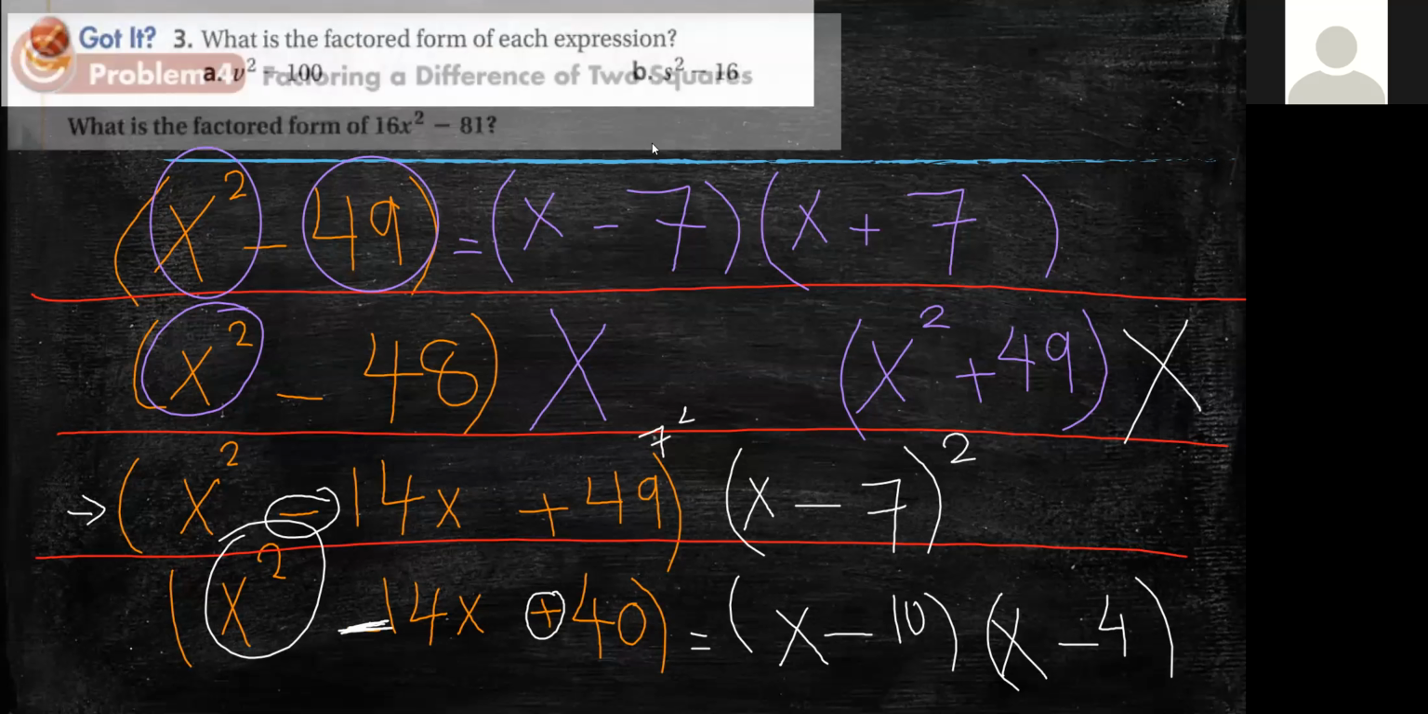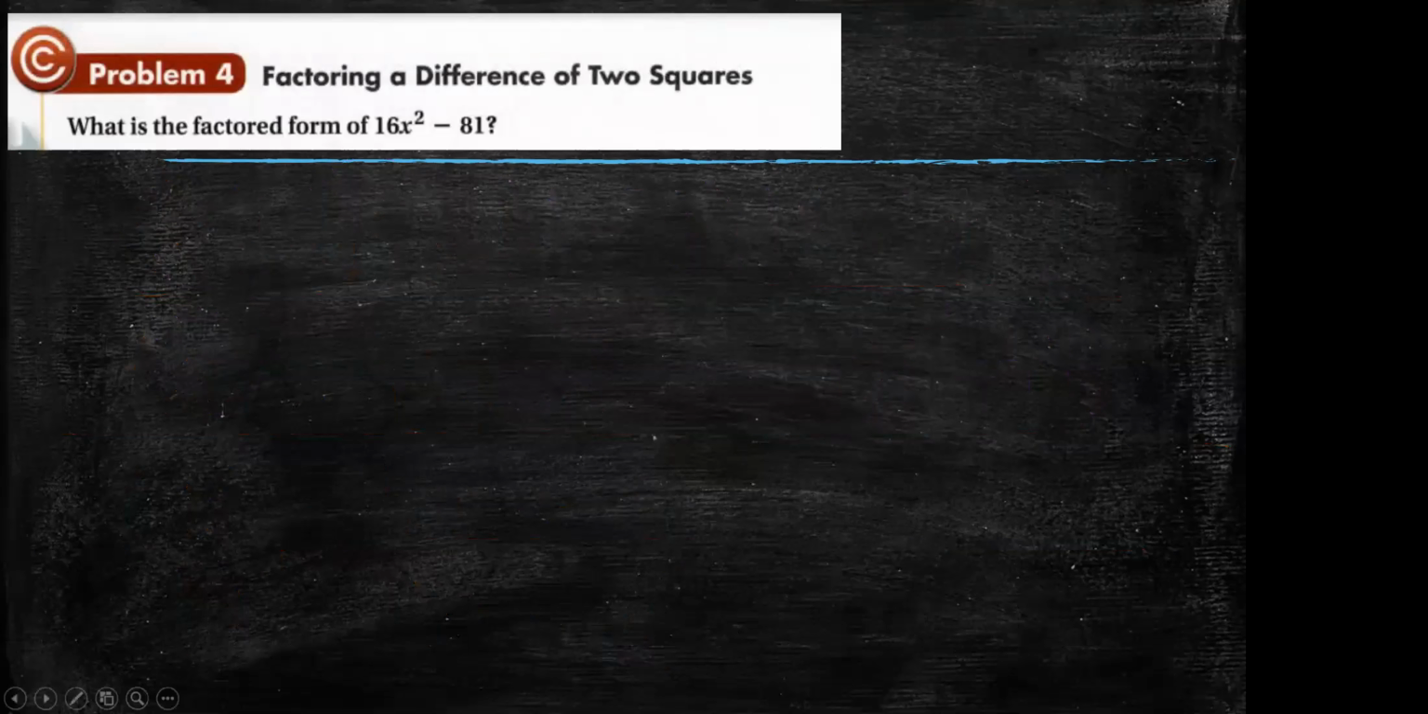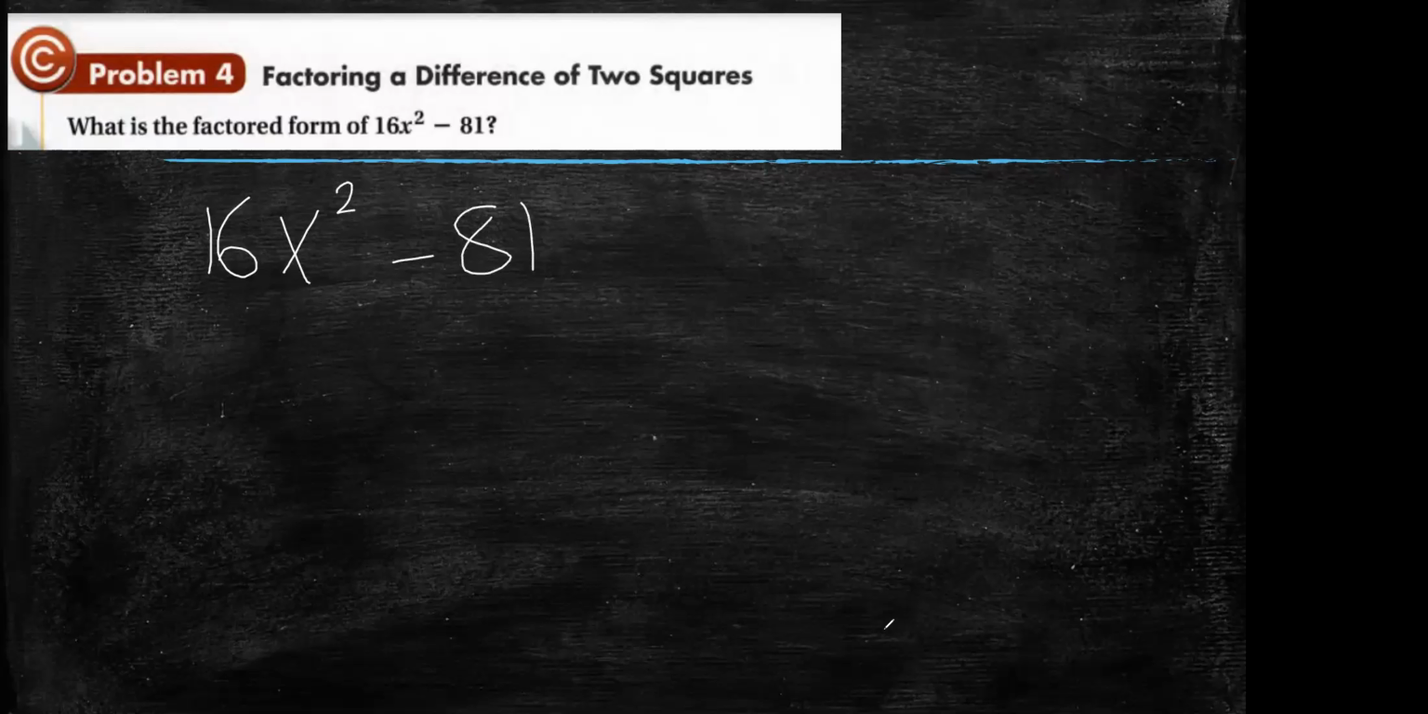Sometimes I have a problem. Like this one here, I am talking about problem 5. This one here, I have 16x squared minus 81. Look at them here now. Look at number 16. Is it a perfect square?